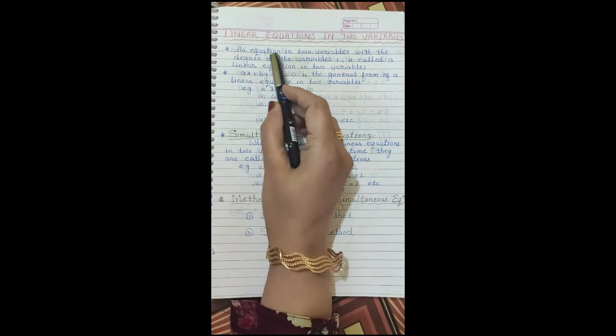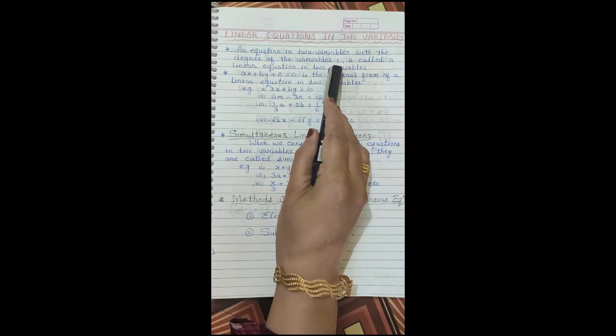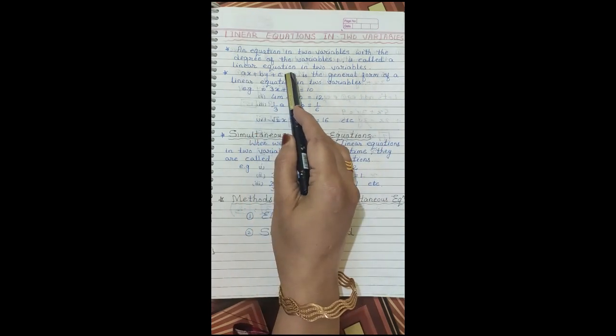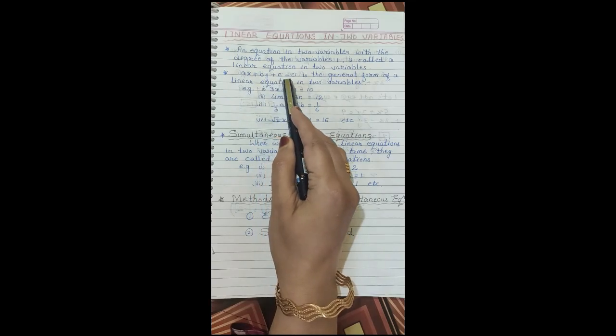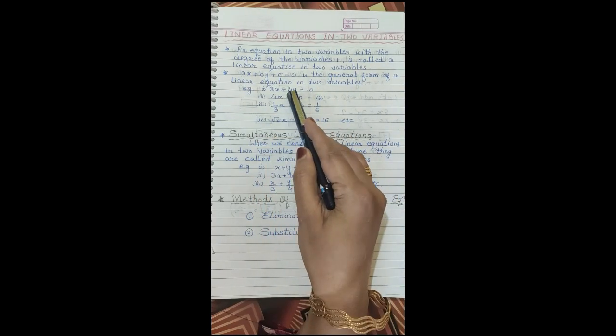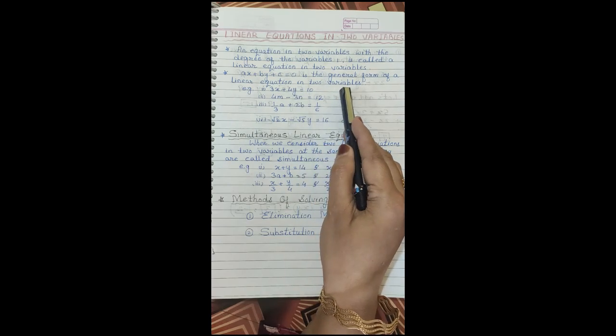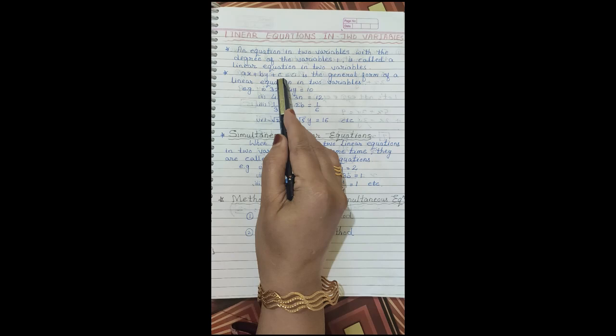Let us revise it. What is a linear equation? An equation in two variables with the degree of the variables 1 is called a linear equation in two variables. ax + by + c = 0 is the general form of a linear equation in two variables. Here, the values of a, b and c are real numbers.